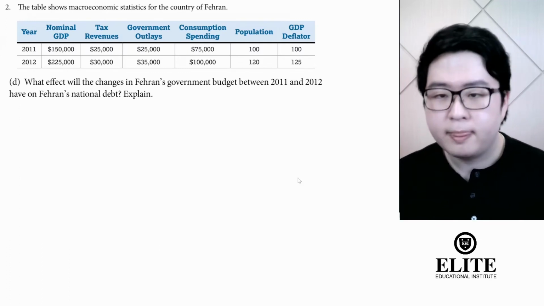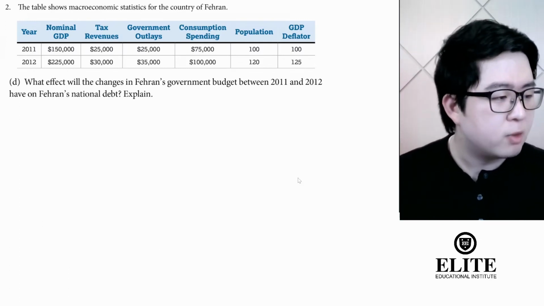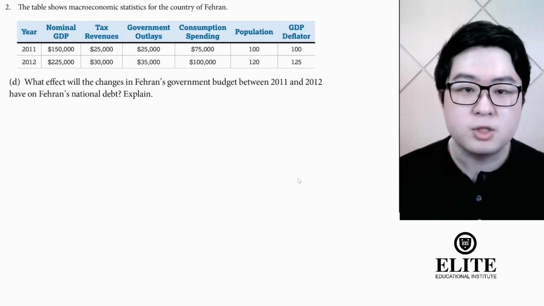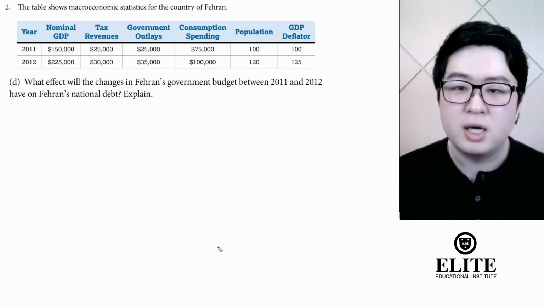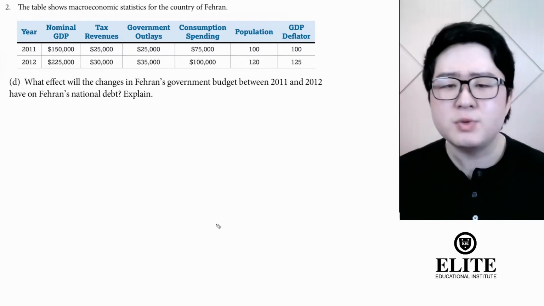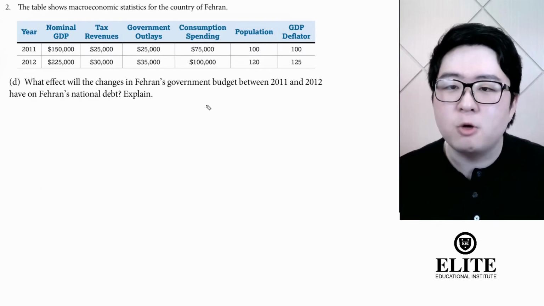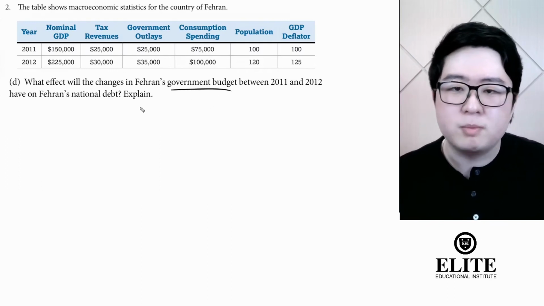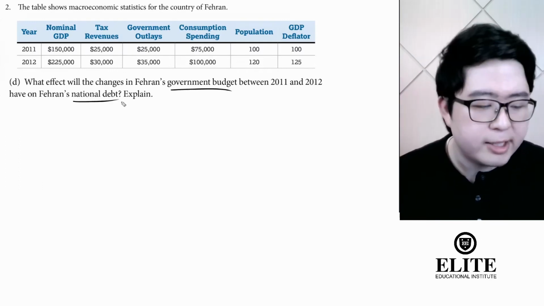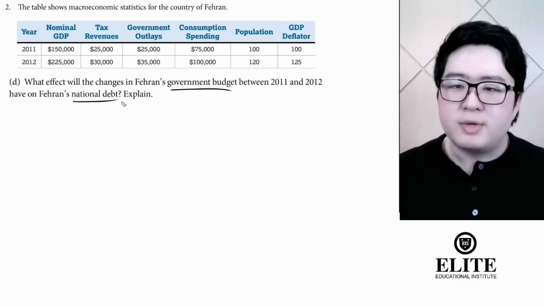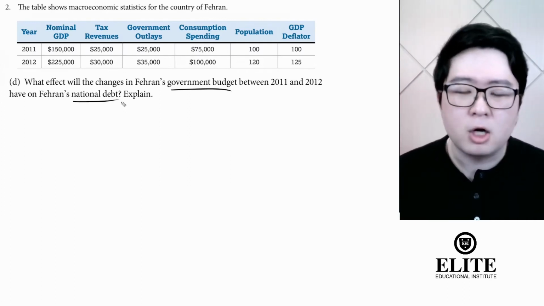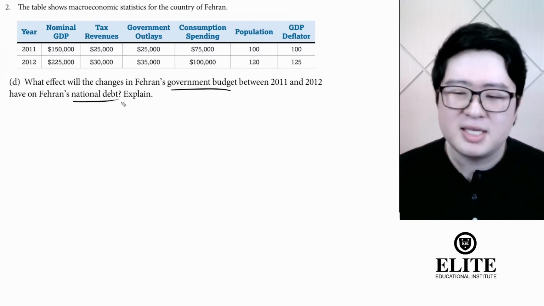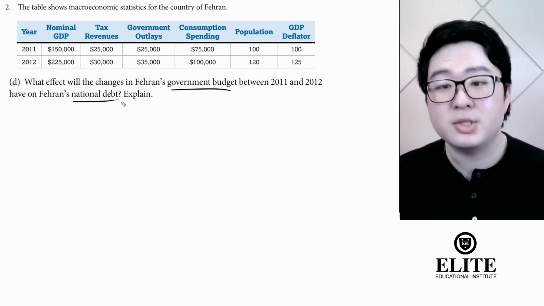Last one here. What effect will the changes in Iran's government budget between 2011 and 2012 have on Iran's national debt? Right. A few things we need to sort of define here before we solve this problem. That's going to be government budget and national debt. Governments and households, right? Just us normal people are quite different, right? In the sense that you can't quite compare government budgets to household budgets, right?